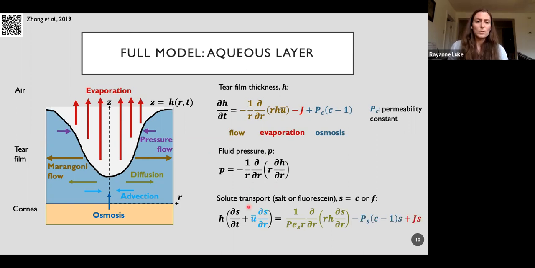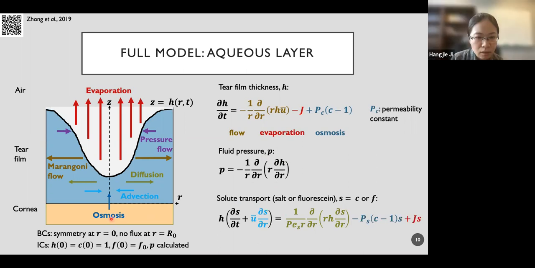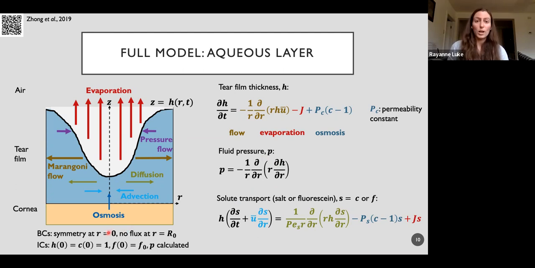And we model transportation of salt or fluorescein ions with a transport equation. So advection, diffusion, and then osmosis and evaporation are also a part. This is a model in axisymmetric coordinates. We also have a similar one in Cartesian coordinates. So here we're going to use symmetry at the origin, no flux at our outer boundary conditions, and our initial conditions will end up all being uniform.